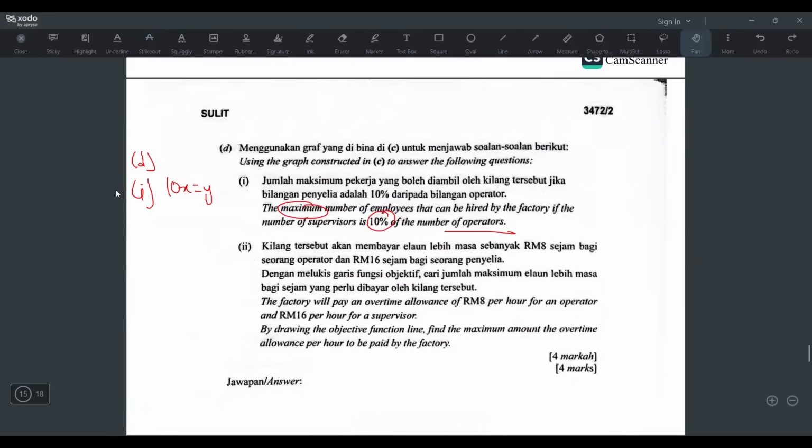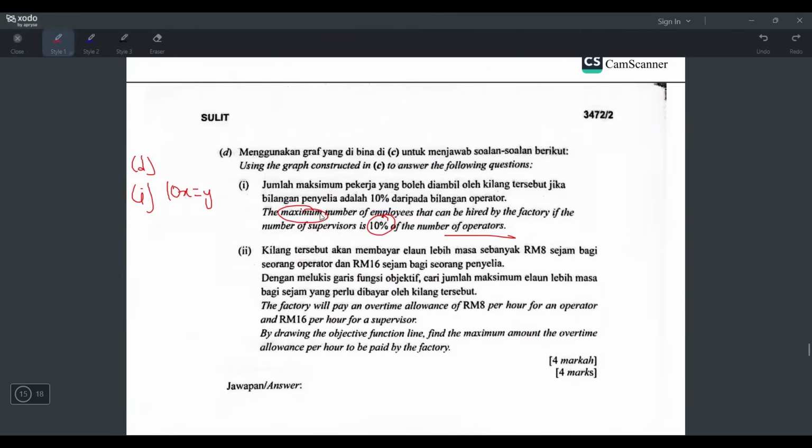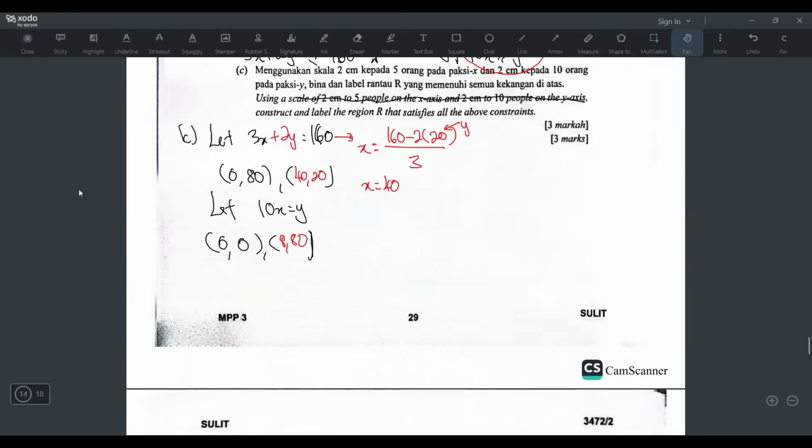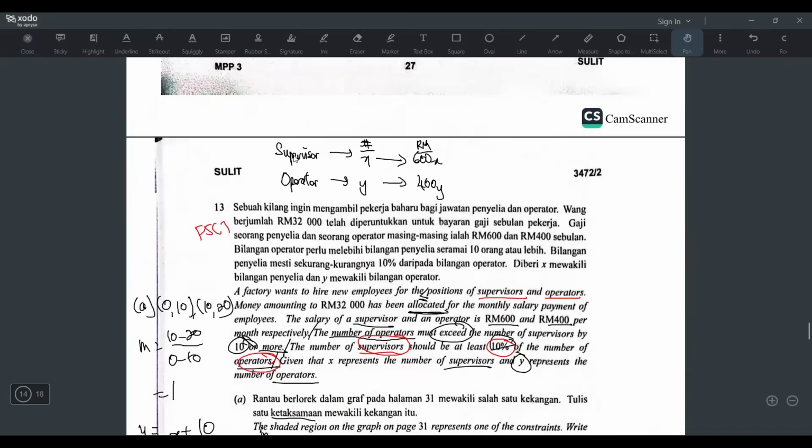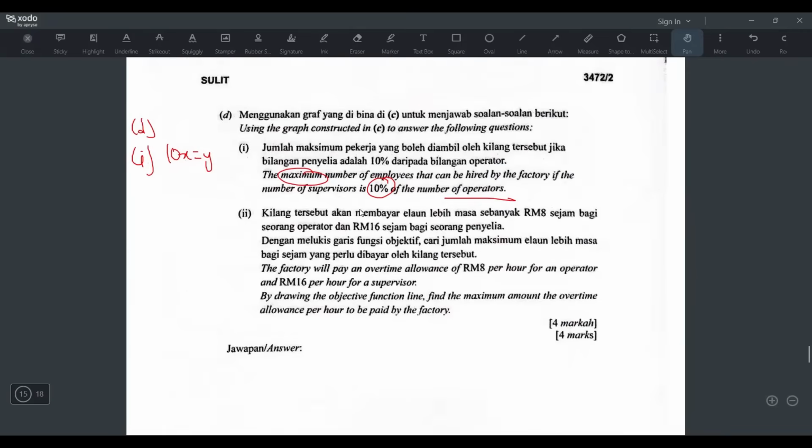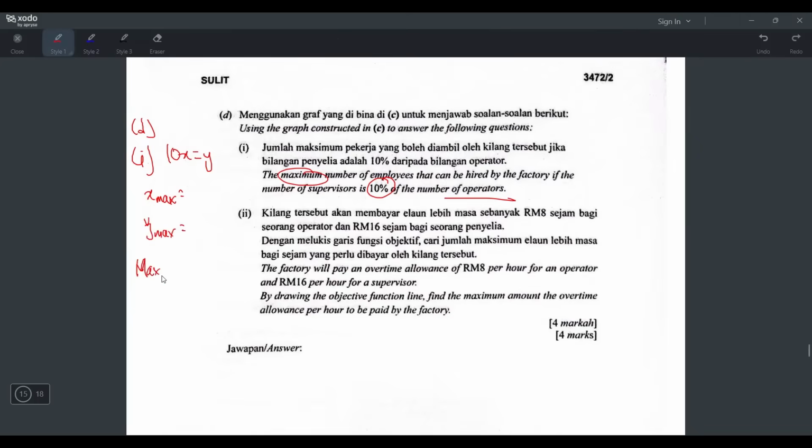Okay, but the question said maximum, they want to find maximum x or maximum y. They want maximum number of employees, right? But if you tengok balik, your x, y is the supervisor and operator. So that means they want to find the jumlah for both lah. They want to find maximum number of employees means you have to add them together. But I will write it like this. I'll write x maximum equals first, and then y maximum equals, and then only I write maximum employees.